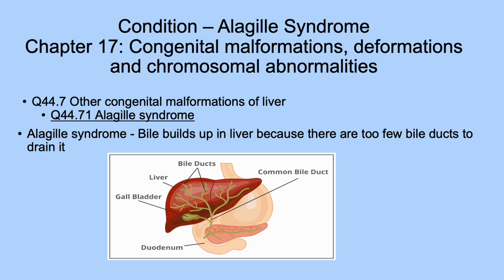Moving on to chapter 17, other congenital malformations of liver. So they've added a specific code for Alagille syndrome. The bile builds up in the liver because there are too few bile ducts. Here are the bile ducts, and if you don't have enough of these, it's not going to drain correctly.